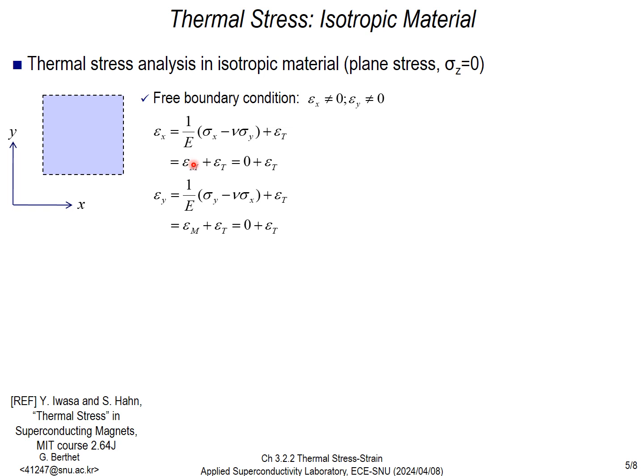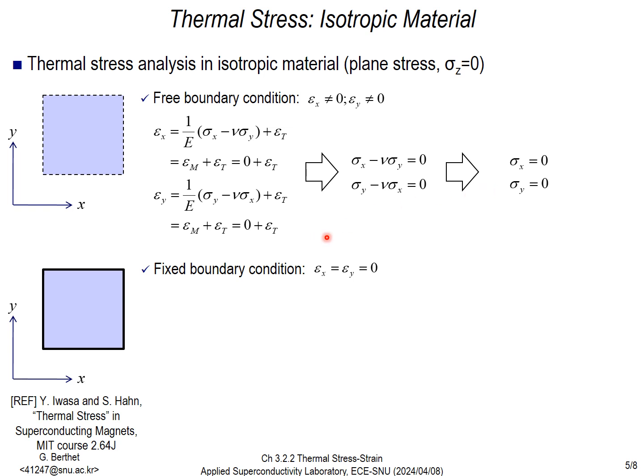Since the system is isotropic, free to expand or contract, and the temperature is even over the surface, the total strain in each direction is equal to the thermal strain. This means that the mechanical strain must be zero. We can see that, for this to be true, the stresses on x and y must be equal to 0, or be equal if the Poisson's ratio is 1. However, according to continuum mechanics, a Poisson's ratio of 1 is theoretically impossible, so they are equal to 0.